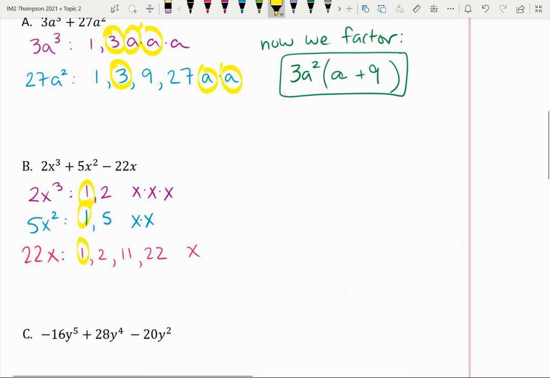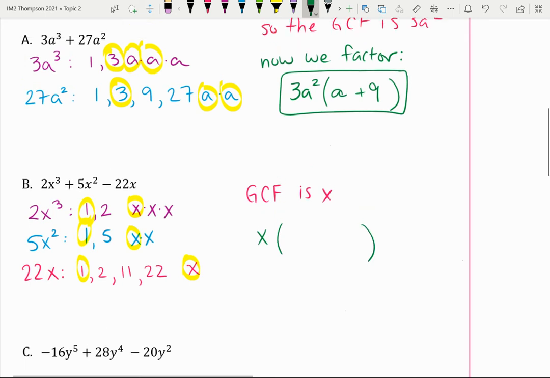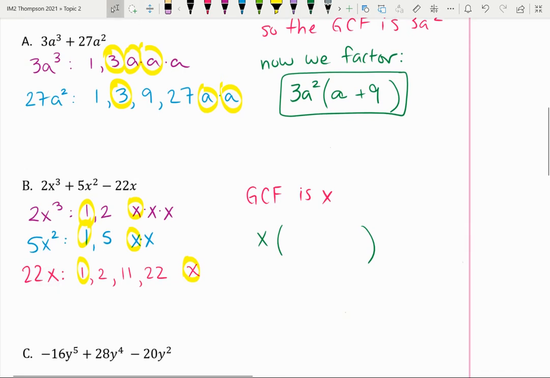Let's see. Are there any variables that I could take out? Just an x, yes? Okay. So my GCF is x. That's all I can take out. Now note, if I'm just taking out GCF and I have 2 terms here, then whatever's left inside the parentheses is going to be 2 terms. I have 3 terms here, so what's left in the parentheses is going to be 3 terms because I have to take something out of each one.